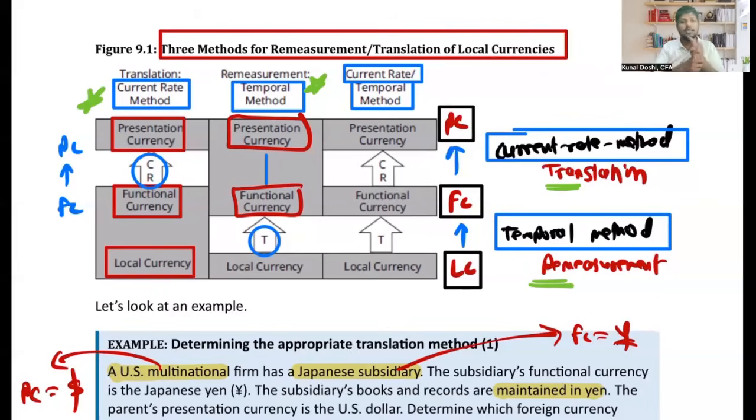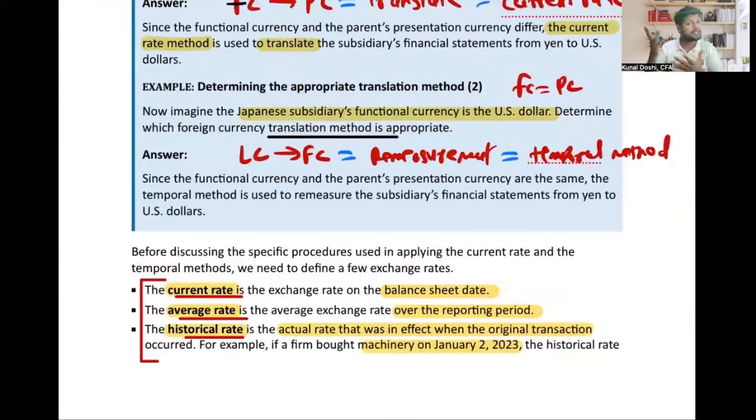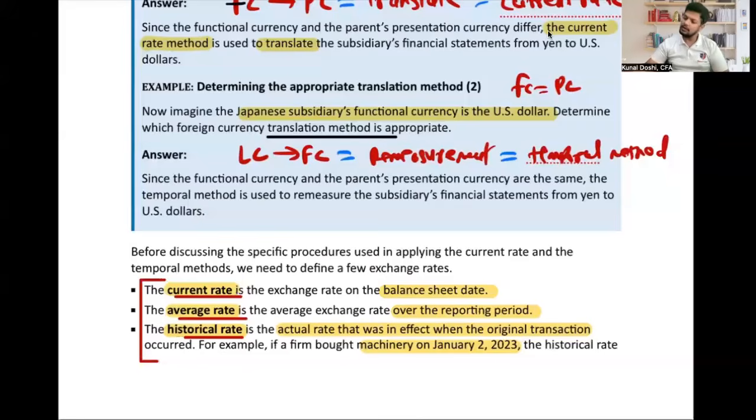So current rate is as of today. Average rate is generally used for the income statement, and historical rate is used, for example, most of the time in the case of common equity when it was issued, the original rate, probably when the asset was bought. All right, these are the three rates that we need to focus on. We will be using these three different rates for both methods, whether temporal or current rate, and we will understand the major difference between the two methods.